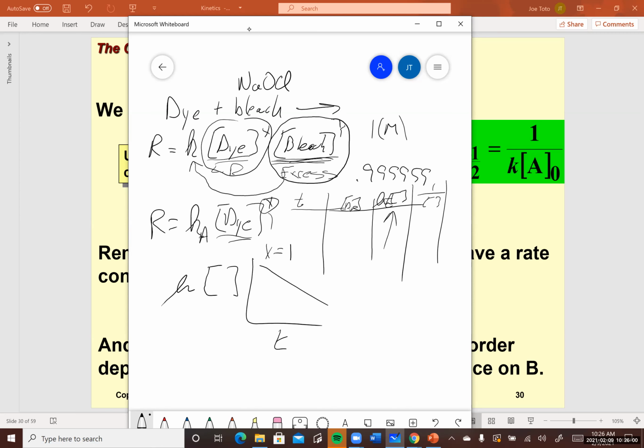So that's one way of doing it for reactions with more than one reactant. It's called the method of isolation, where you can experimentally do this trick where you flood in the concentration of one of the reactants, so its concentration is pretty much constant. It can be incorporated into the rate constant.